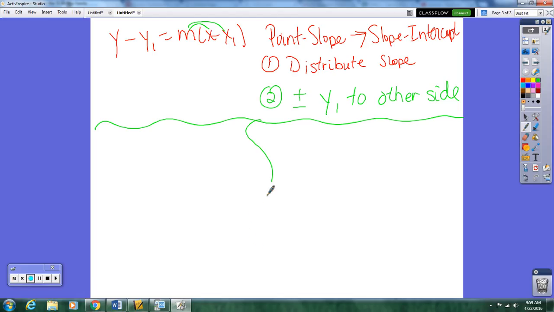So, let's see. Make up a y minus 3 equals 4 times x plus 2. Okay, so that's point slope. Who can tell me the slope of that line? 4. The slope is 4. It's right in that position where m is. There's also a point I know on that line.